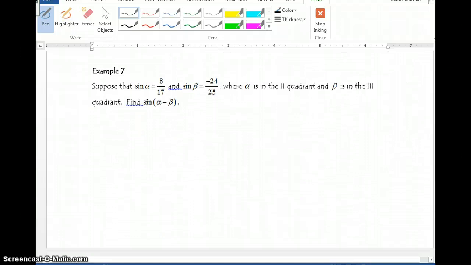All right, last example. Suppose that sine of alpha is given and sine of beta is given, where alpha is in the second quadrant and beta is in the third quadrant. Find the sine of alpha minus beta. So not a double angle. Sine of the first, cosine of the second. Keep the operation the same. Cosine of the first, sine of the second angle measure.